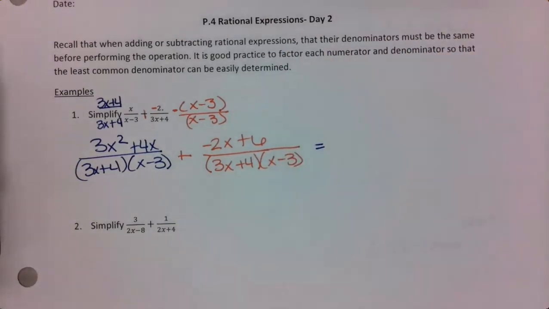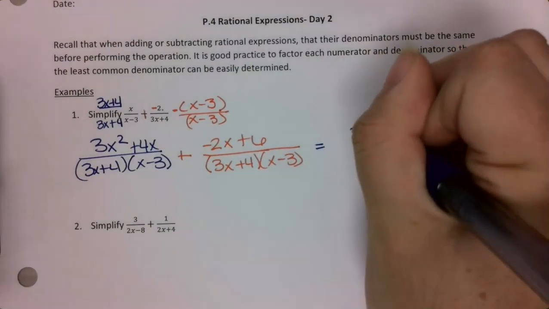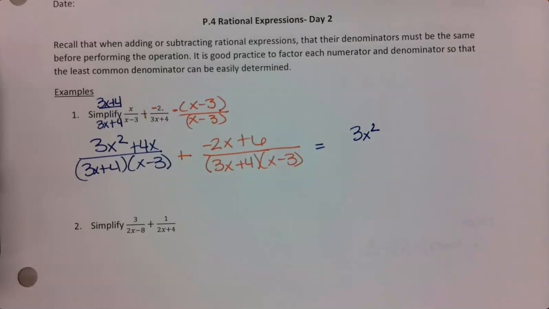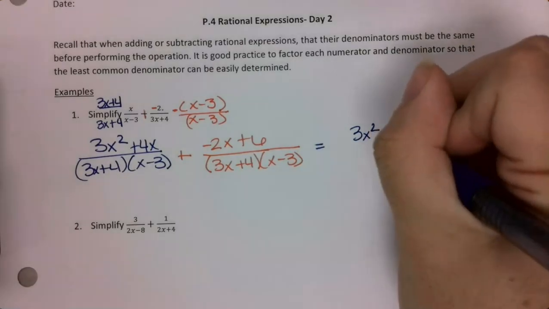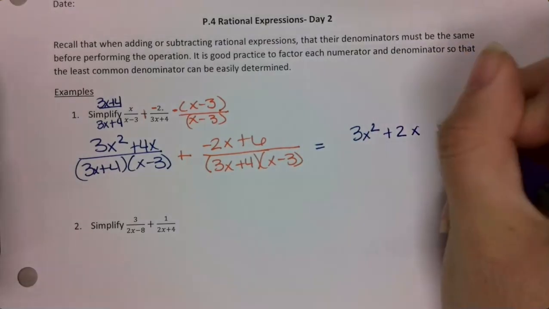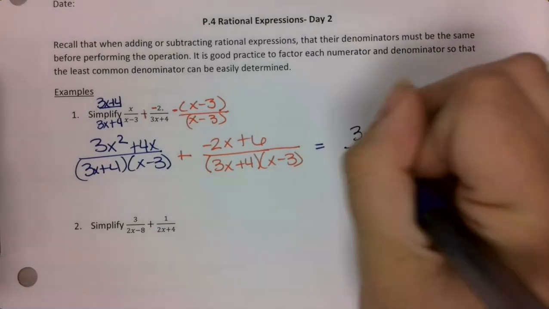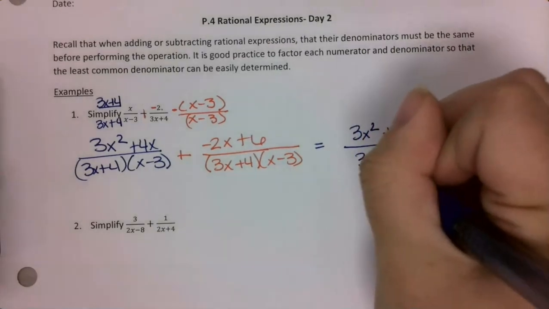Then I want to go ahead and combine like terms on my numerator. So I just have 3x squared because I have nothing to combine it with. For my middle term, I have 4x and negative 2x. So that gives me 2x. And then I just have the 6 at the end. It's still over the factored denominator.